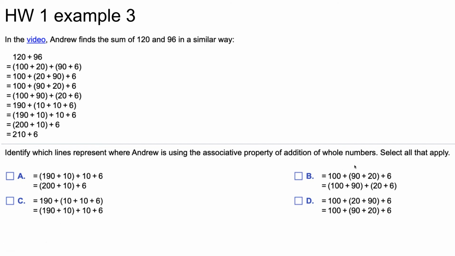How about this one? Because it says select all that apply. 190, 10, 10, 6. Yeah, so it is not commutative property. It might be associative property. So let's take a look. Instead of adding 10, 10, and 6 together, added 110 first, then 10 and 6. So yes, it is associative property. How about this one? Switch the numbers around, so it's a commutative property. So the correct answer should be B and C.